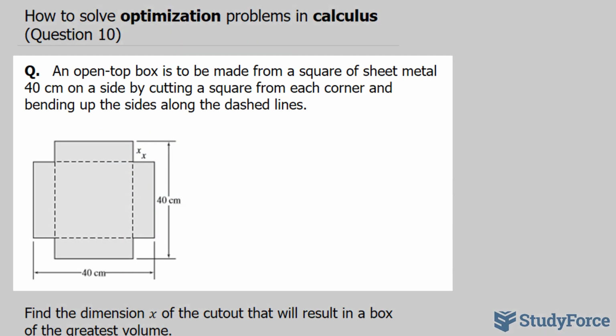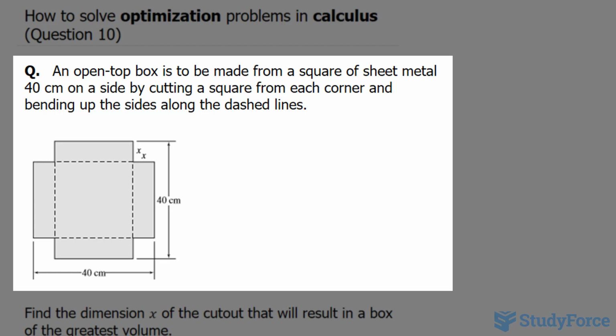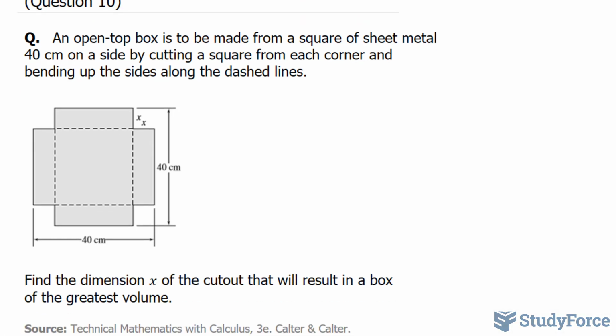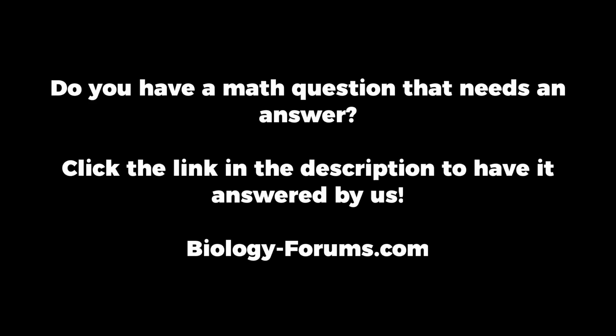In question 10 of this series, we're asked: an open top box is to be made from a square of sheet metal 40 centimeters on a side by cutting a square from each corner and bending up the sides along the dashed lines. Find the dimension x of the cutout that will result in a box of the greatest volume.